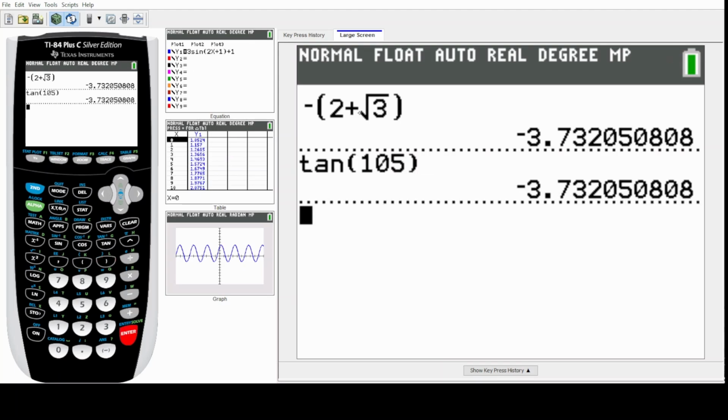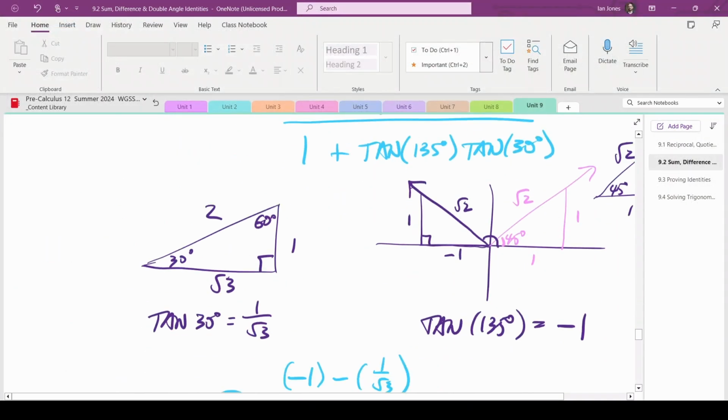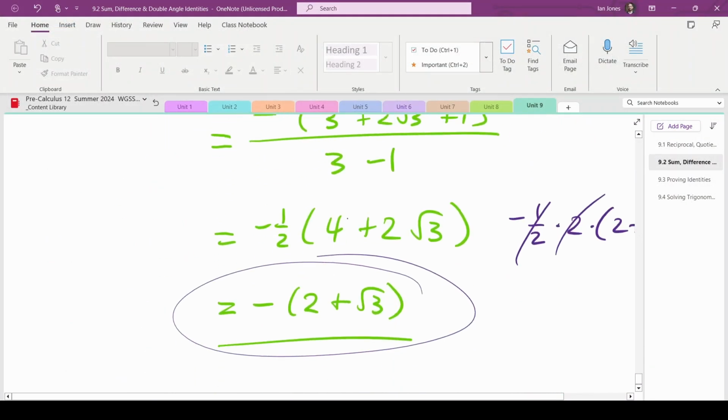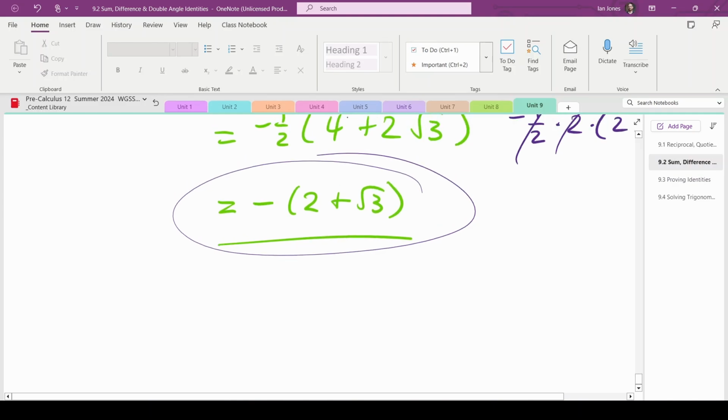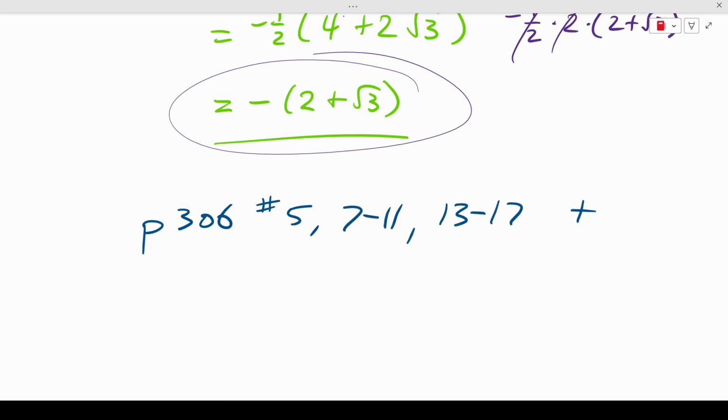Okay, so this exact answer, in fact, is even more accurate than what the calculator can give us because we have that square root 3 there. That's irrational. So we have the actual exact answer, and it matches. So we're in good shape. Okay, so this is great. This gives us what we need to now tackle questions in the textbook from page 306, number 5, 7 to 11, 13 to 17 plus.